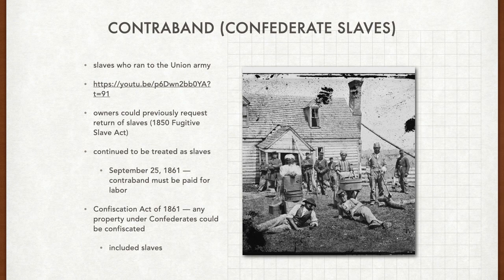So, while becoming a contraband did not mean full freedom, many slaves considered it a step in the right direction. Okay, so if anything you need to know about contrabands, they weren't technically free. Just like when we discussed the Underground Railroad, it wasn't an actual railroad underground. Right?